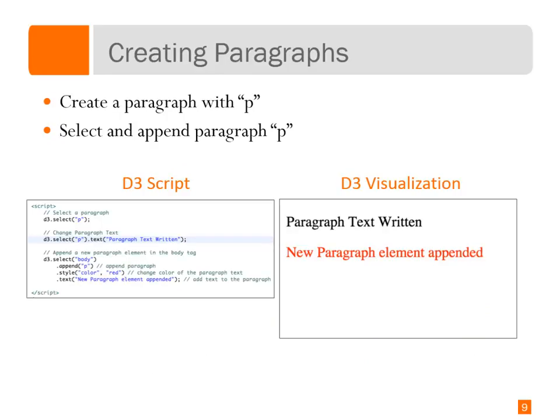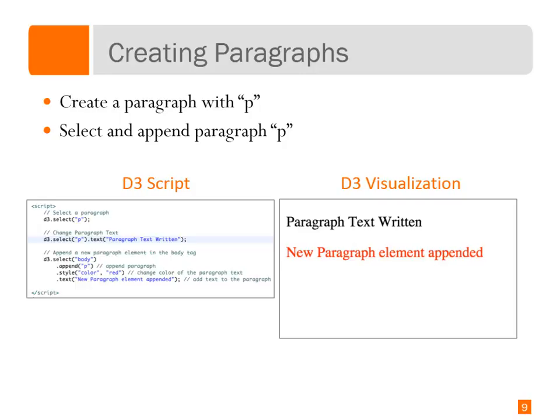Then creating paragraphs. We're going to want to create paragraphs in our code, so different sections of our code to perform different functions. We create a paragraph with the simple tag of P. We'll select and append a paragraph with P. So we see here in D3 scripting, if I want to select a particular paragraph, I have a select statement, D3.select, and then I have that paragraph as P.